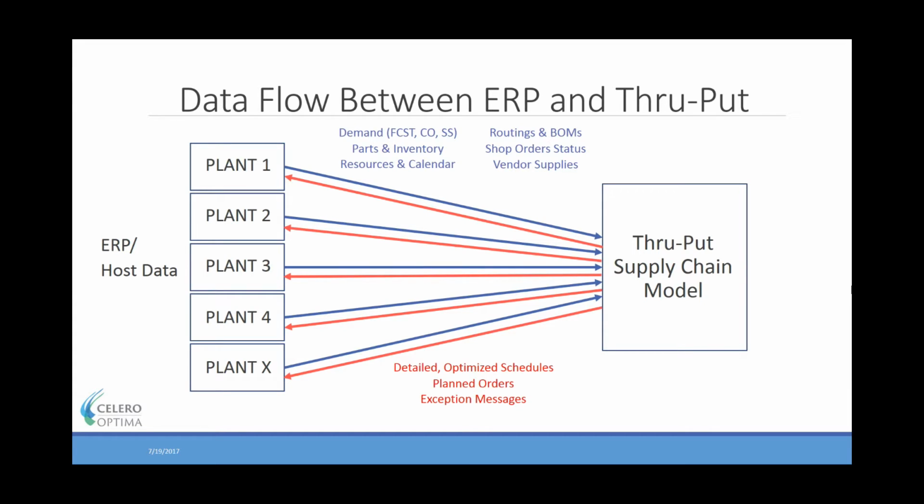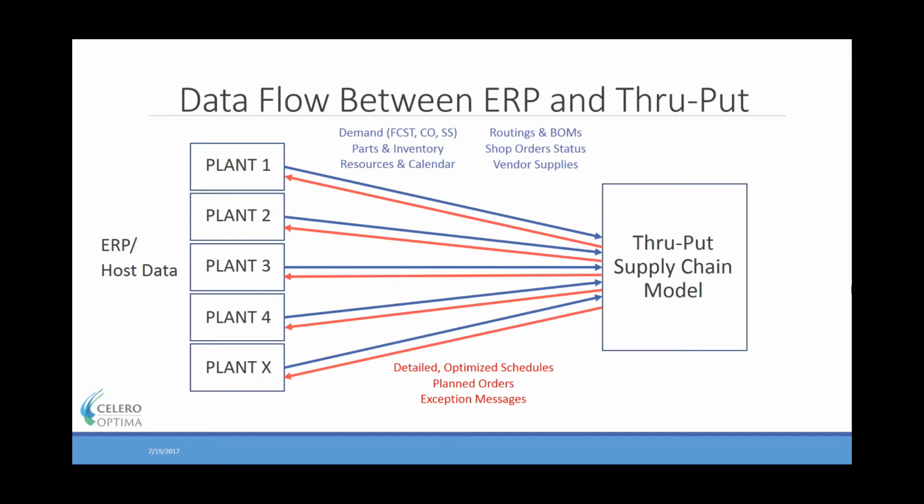Namely, a plan or a detailed optimized schedule, a list of planned orders that need to be released to support demand, as well as exception messages. It's important to note that regardless of the number of warehouses in place, Thru-Put creates a plan for the entire supply chain in a single MRP run.